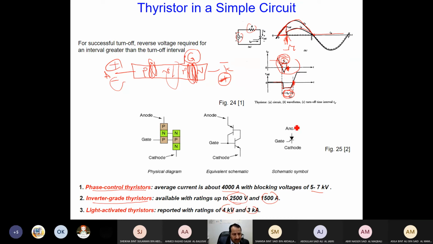Now this is the symbol for the thyristor. You remember, the transistor, we represented by 2 diodes, in level 2, either opposite or face to face, right? In this way. The thyristor could be represented by 2 transistors, connected in this way, or in this way. Okay? Or 4 diodes.